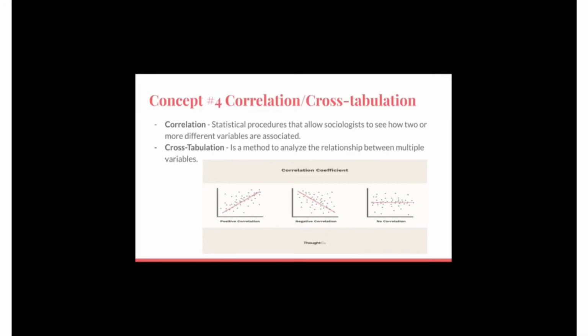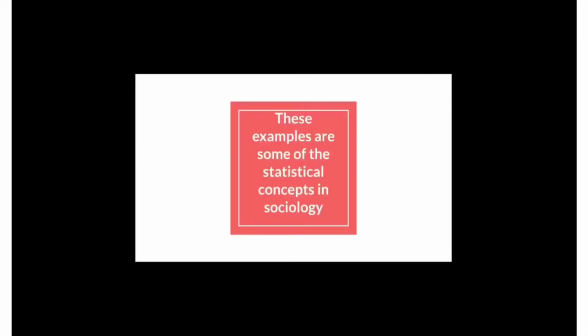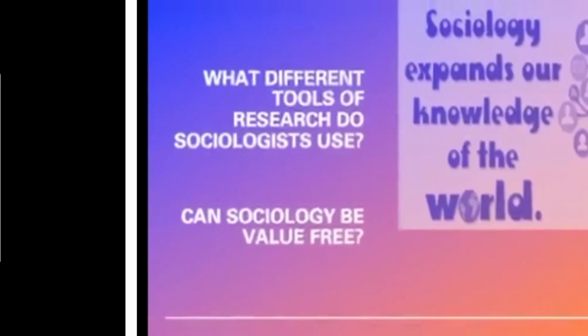Concept number 4, correlation and cross-tabulation. Correlation is statistical procedures that allow sociologists to see how two or more different variables are associated. Cross-tabulation is a method to analyze the relationship between multiple variables. These examples are some of the statistical concepts in sociology.